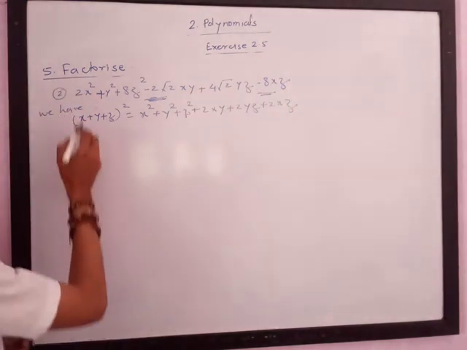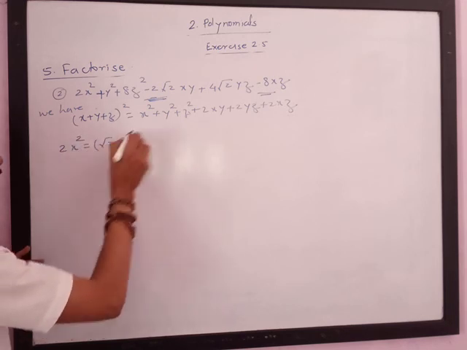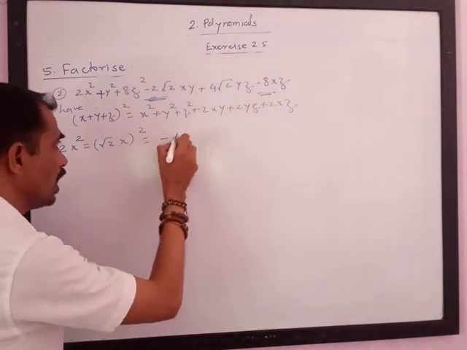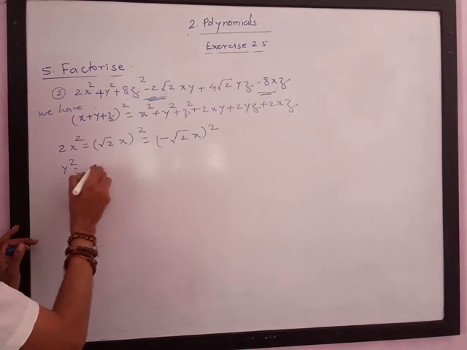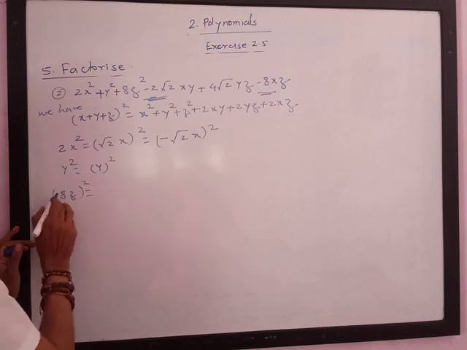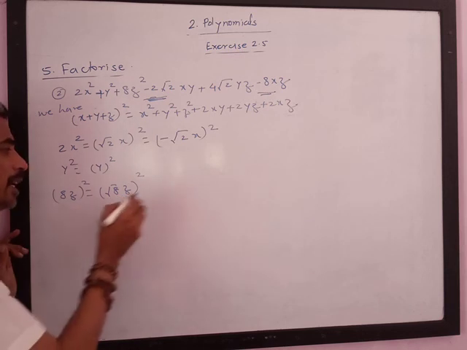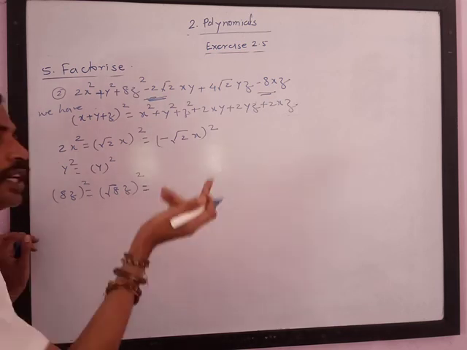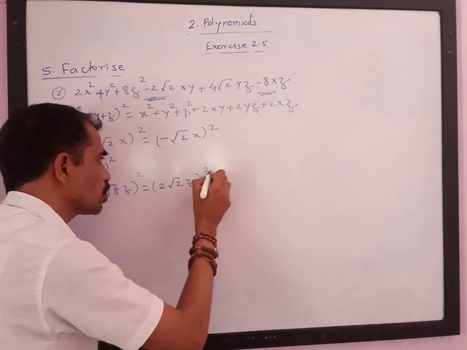Let us expand this. 2x square is a perfect square of (2 root 2x)... rather, of root 2x bracket square. But since x has a negative sign, we are going to take negative root 2x bracket square. Then the second term, y square, is a perfect square of y only. Third is 8z square, which is the expansion of root 8z bracket square. Root 8 can be written as root of 4 into 2. 4 will come out of the root as 2. So this is equal to 2 root 2z bracket square.